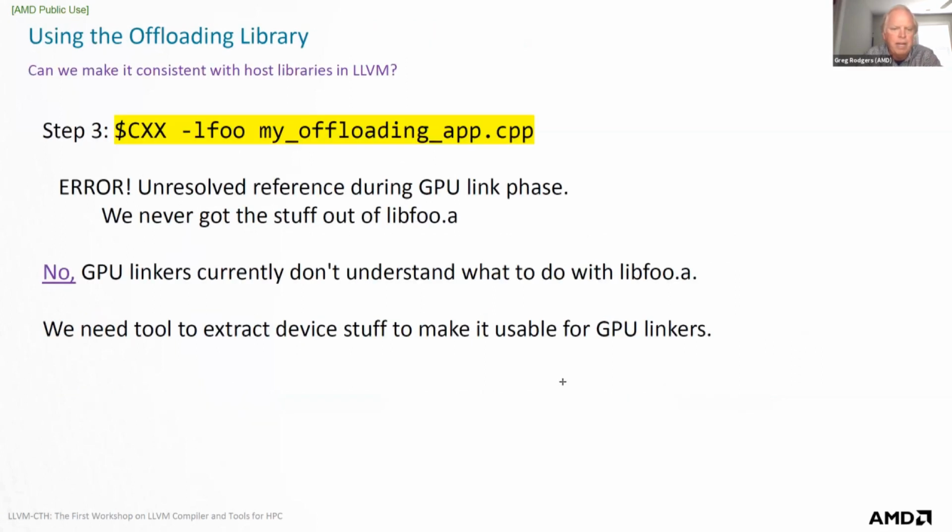All right, so let's go to step 3. Step 3 is the user actually using this libfoo.a, which got created, in their application. Well, what's going to happen? You'll get an unresolved reference during the GPU link phase if the application was OpenMP and referenced the function. And the reason why is we never got the stuff out of the libfoo.a. So the answer is no, we can't make it consistent. GPU linkers currently don't understand what to do with an offloading library, libfoo.a. We need a tool to extract the device stuff to make it usable for GPU linkers.